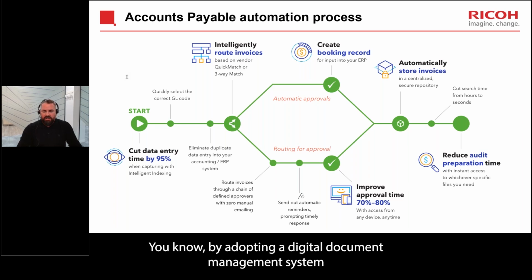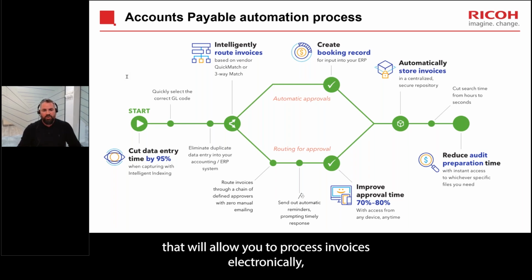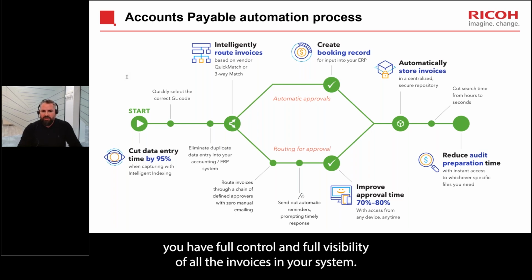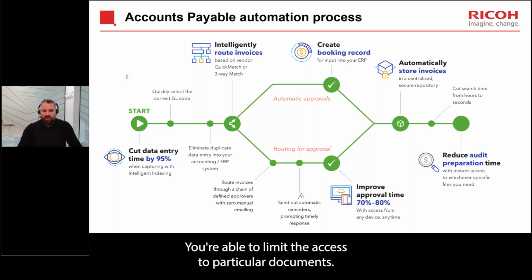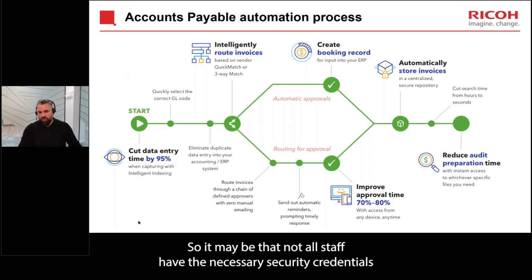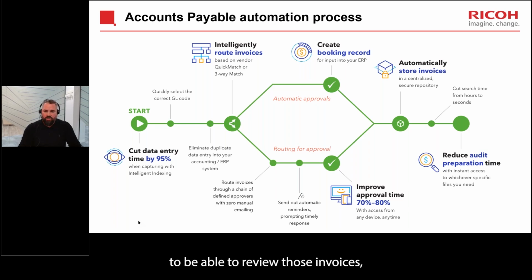By adopting a digital document management system that allows you to process invoices electronically, you have full control and full visibility of all the invoices in your system. You're able to limit the access to particular documents. So it may be that not all staff have the necessary security credentials to view those invoices, but more importantly, it allows you to be audited remotely.